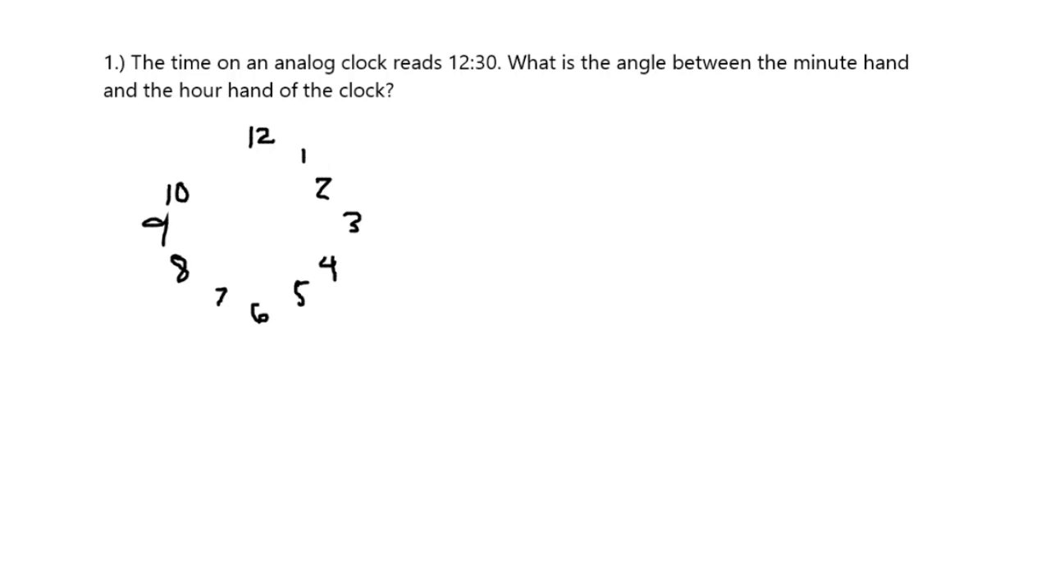The time on an analog clock reads 12:30. What is the angle between the minute hand and the hour hand of the clock? So what we're going to do here is just mag-point lang tayo kung nasan ba yung 12:30 na yan. So dito muna yung 12:30. So let's say here.